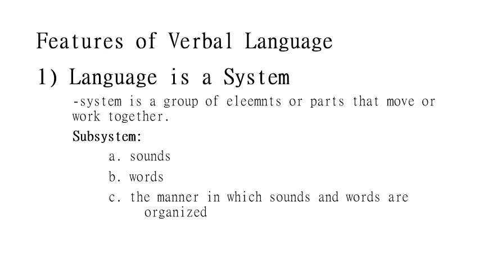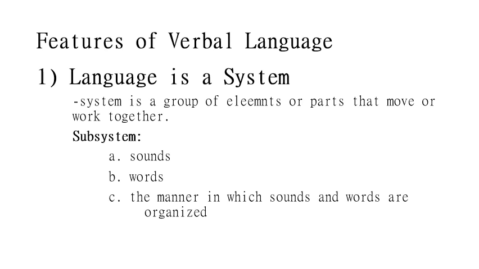Verbal language is a system of sounds and symbols which are utilized to communicate ideas and feelings. That is to better understand verbal language. So we have here the features of verbal language. The first one is that language is a system.